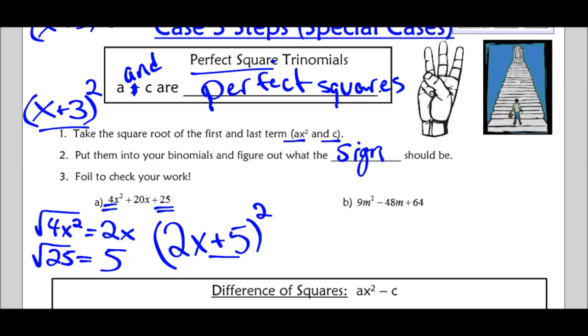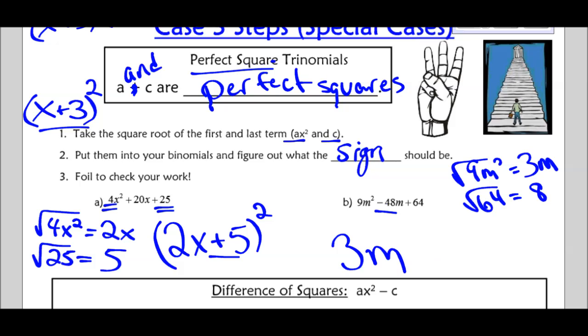What's the square root of 9m squared? 3m. What's the square root of 64? 8. That is our combination that's going to work. But we need a negative 48 in the middle. It's going to be a negative 8.